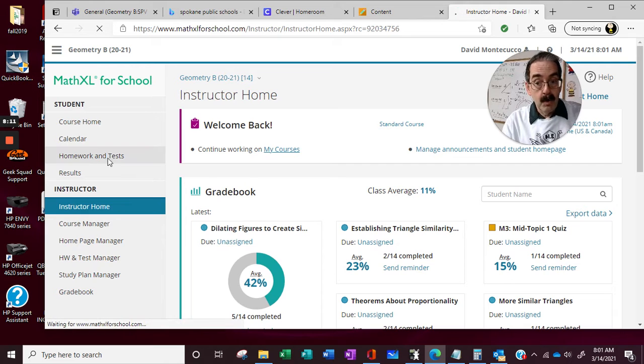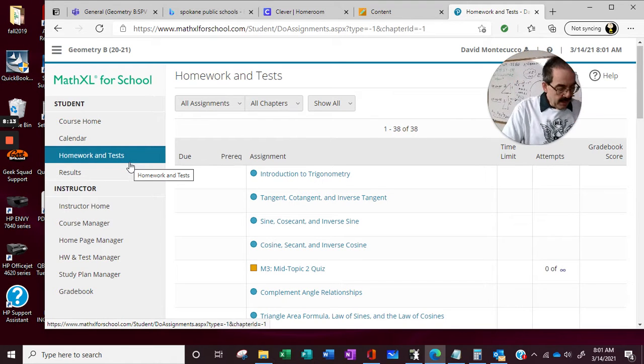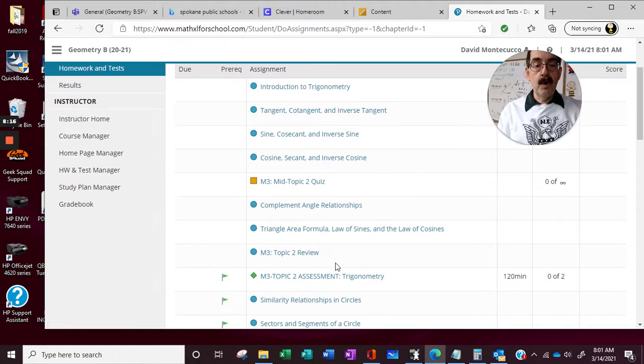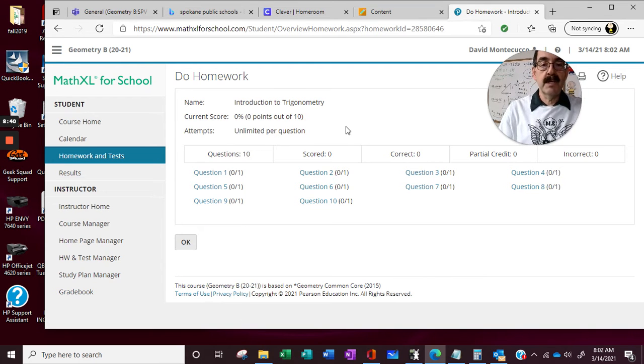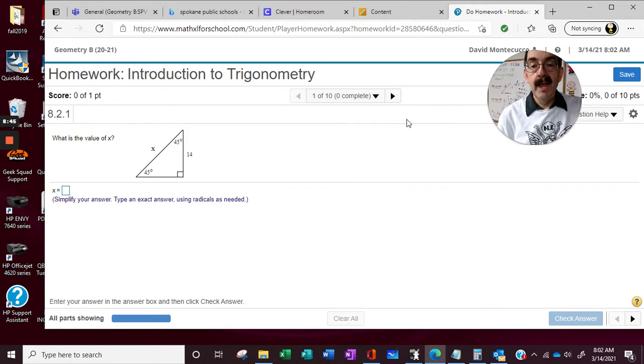Here's where you are. Homework and tests. Here's the assignments. Now I opened everything because our goal is to expose all of you to trigonometry. Okay? We don't have to be great at it. We have to be able to navigate it and experience it. Not the best spot for us to start this class, but since we're there, let's just do it. As soon as you get here to homework and test, just click on the first assignment. Boom. Click on the first problem. Boom.